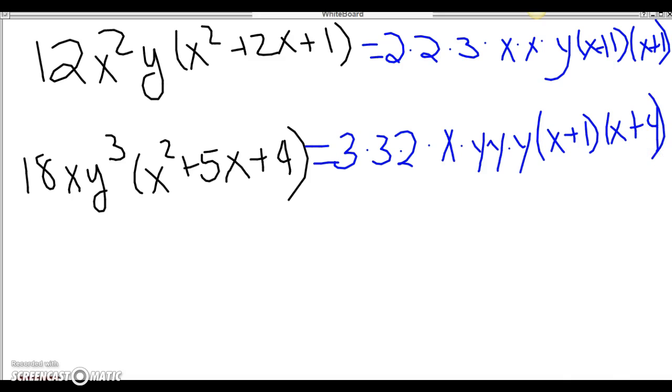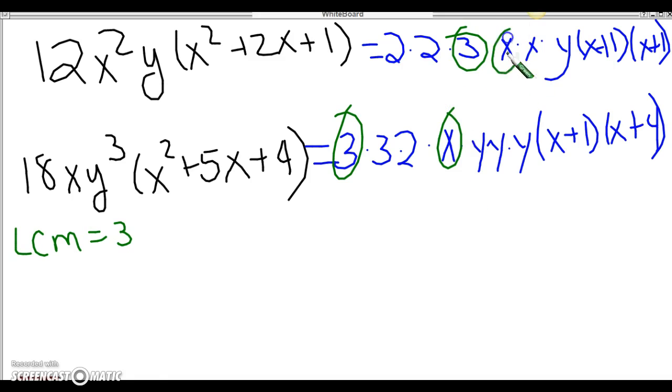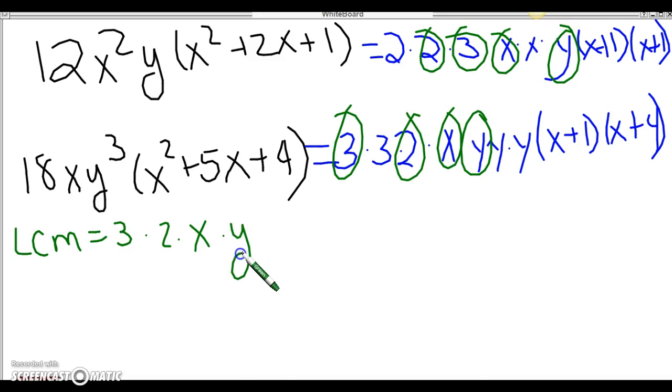The first thing I'm going to do is write down all the ones that they have in common. So I see here we have a 3 and a 3. So I'm going to bring down a 3. And they have an x and an x. And I'm sorry, I missed the 2. They have a 2 and a 2. They have a y and a y. And they have an x plus 1 and an x plus 1.